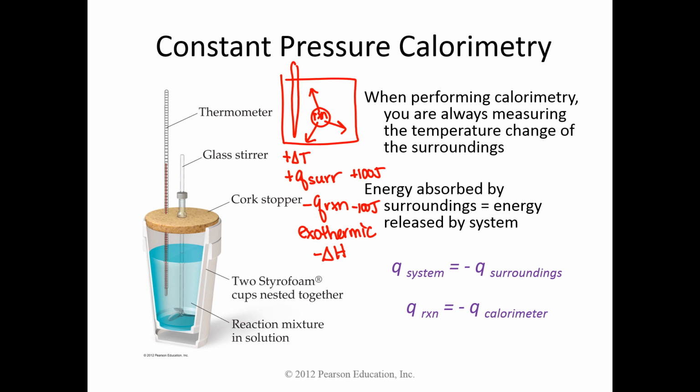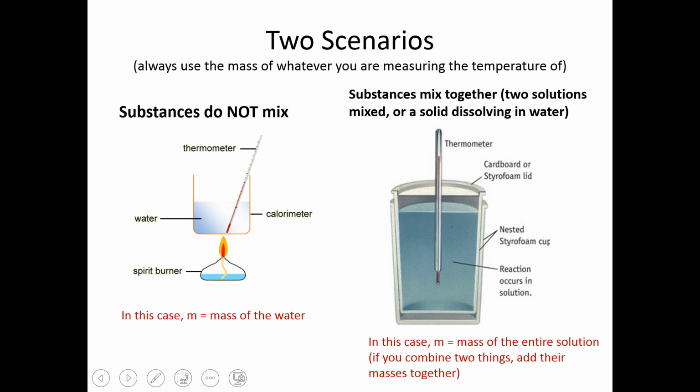So again, keep in mind what you are measuring is the surroundings. So the Q of the reaction is going to be opposite in sign of the thing you initially calculate. So we'll look at some examples of that in a minute. Other thing to consider is what mass should you be using?